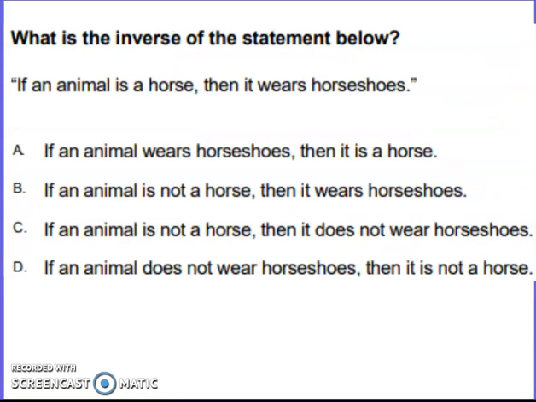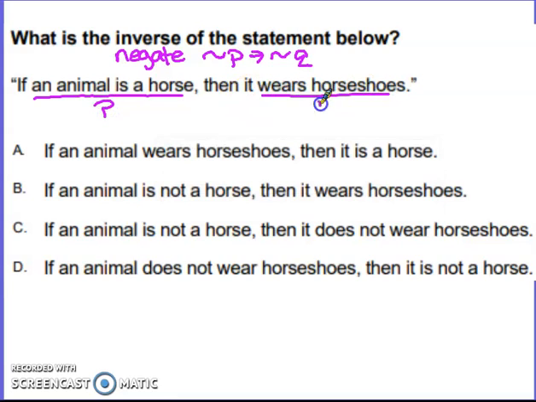If we look at our second question, what is the inverse of the statement below? Well, first of all, keep in mind, your inverse means you're going to negate the sentence, which means instead of P→Q, it's going to be negative P, arrow, negative Q. Now, looking at my original, my P is "if an animal is a horse." My Q is "it wears horseshoes."